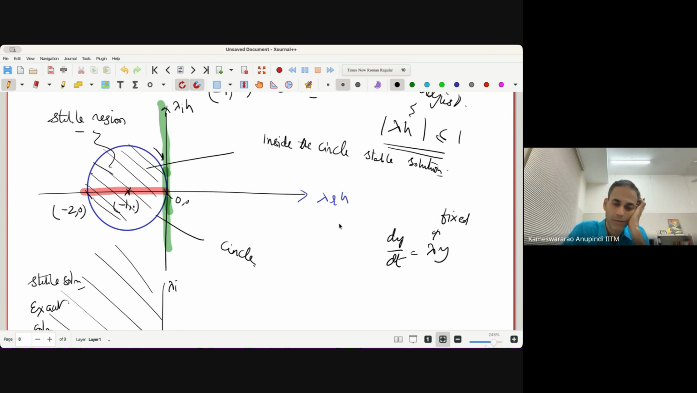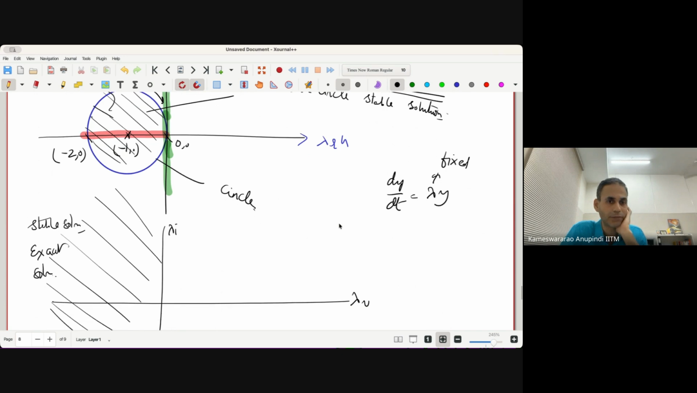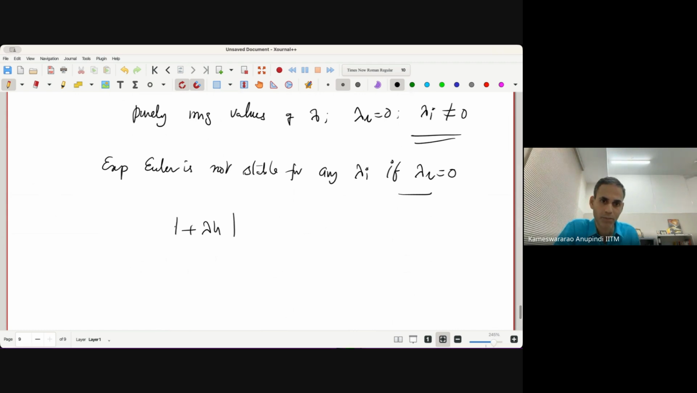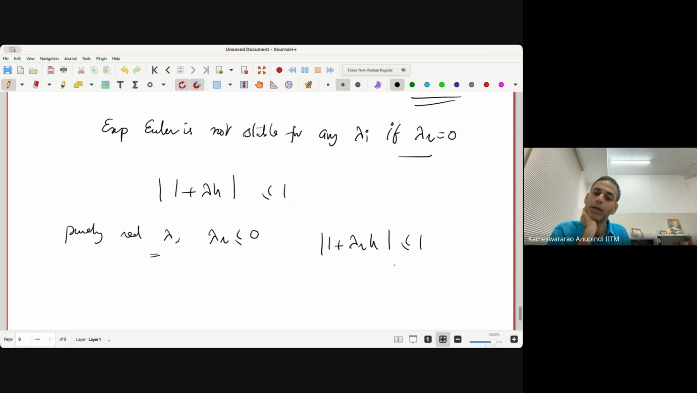Similarly, if I have a purely real value of lambda, then my condition is basically that the modulus of 1 plus lambda h is less than or equal to 1. If this is purely real, for this to be less than or equal to 1, lambda r is less than 0, right? So as a result, 1 plus lambda r h is less than or equal to 1, and lambda r is negative. When can this condition be satisfied?